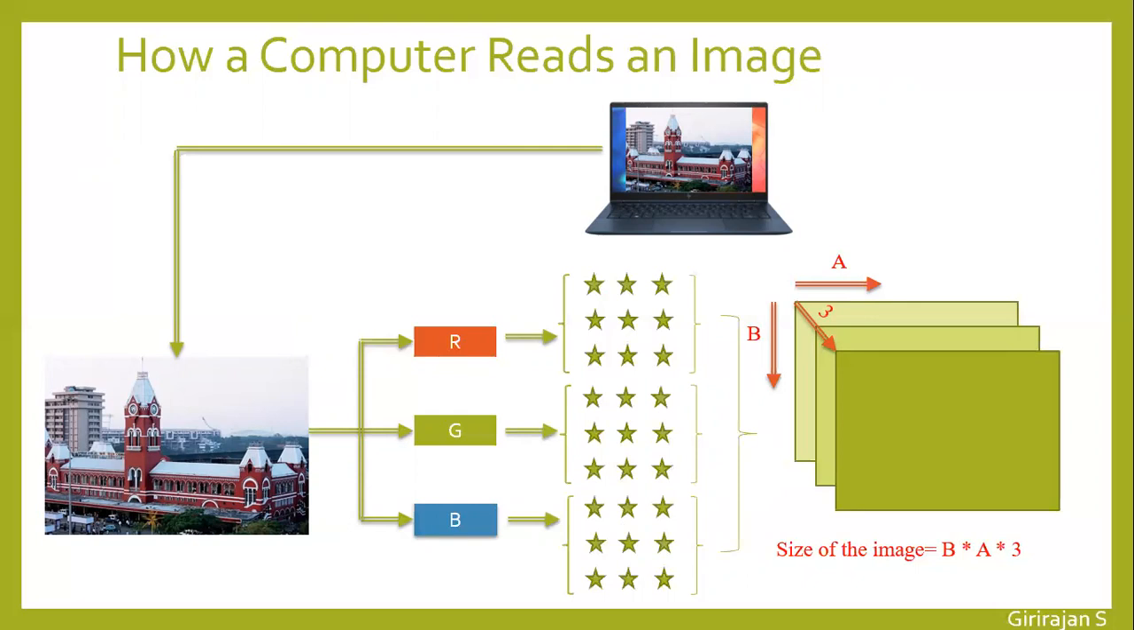So if it is a colored image, we'll have three channels: red, green, and blue. And if it is a grayscale image, we'll have a single channel. Okay, so the computer reads an image in the form of a matrix, and it consists of three channels if it is a colored image, and if it is a grayscale image, it will have a single channel. And then the size of the image can be calculated by the number of rows, number of columns, and number of channels. Okay, so here B stands for the number of rows, A stands for the number of columns, and 3 indicates it's a colored image.